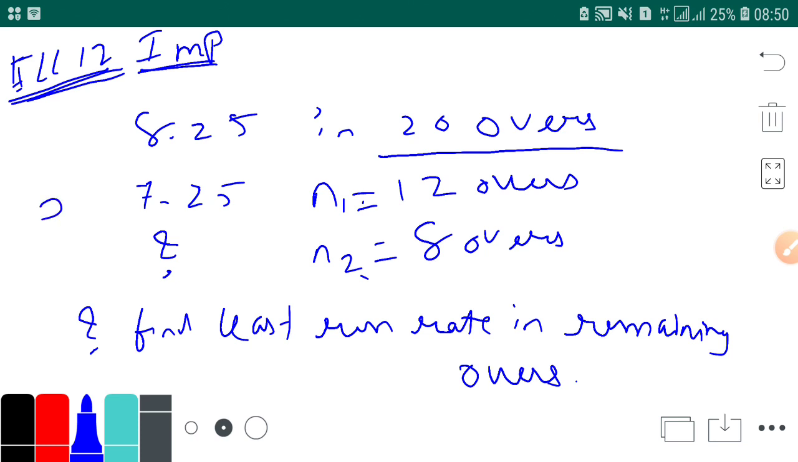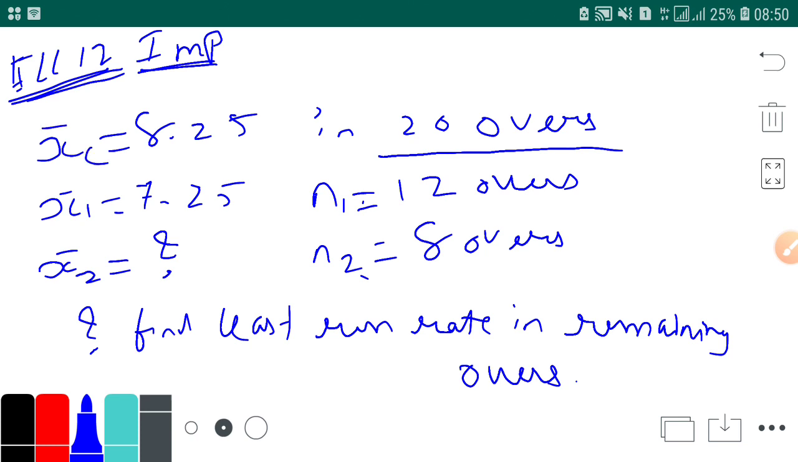This is x bar 1. X bar 2 you don't know. X bar 2 is the question. Yes. N1, N2 is given, X bar 1 is given, X bar 2 is the question. Then sir, what is this 8.25? This is the mean of all the overs. That means this is the combined mean.